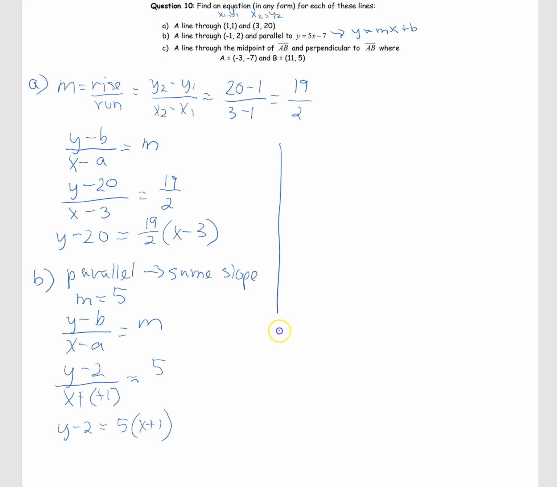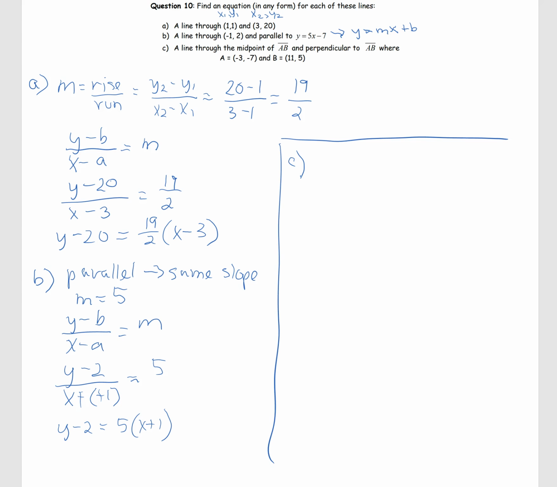For part C, I'm just going to write it over here. For part C, we have a line going through the midpoint of the line AB and perpendicular to AB, with A and B given as the points there. So the first thing we can do is figure out what this midpoint is, which ends up being a point on the line that we're interested in.